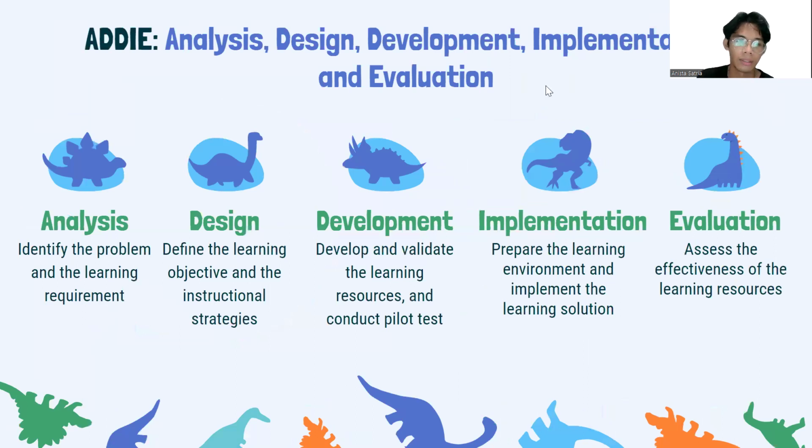So first is the A, the analysis. We identify the problem and also the learning requirements. When making this module, I identify the problem of why I need to make the module itself and also the learning requirement, why I need Scratch and why dinosaurs. And then design, define the learning objective and also the instructional strategies. I design it to meet the learning objective and also how the game can deliver the instruction in an appropriate and also engaging way.